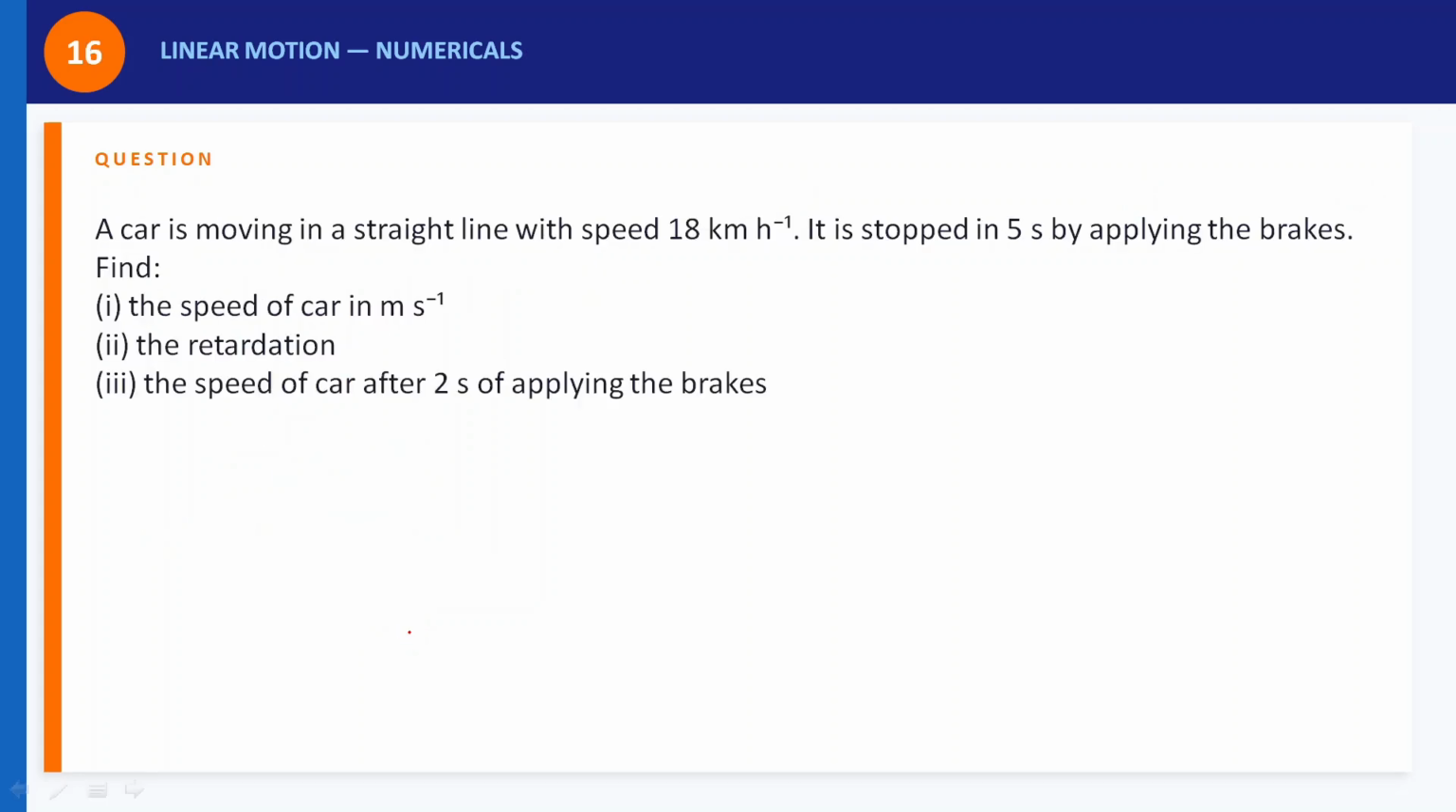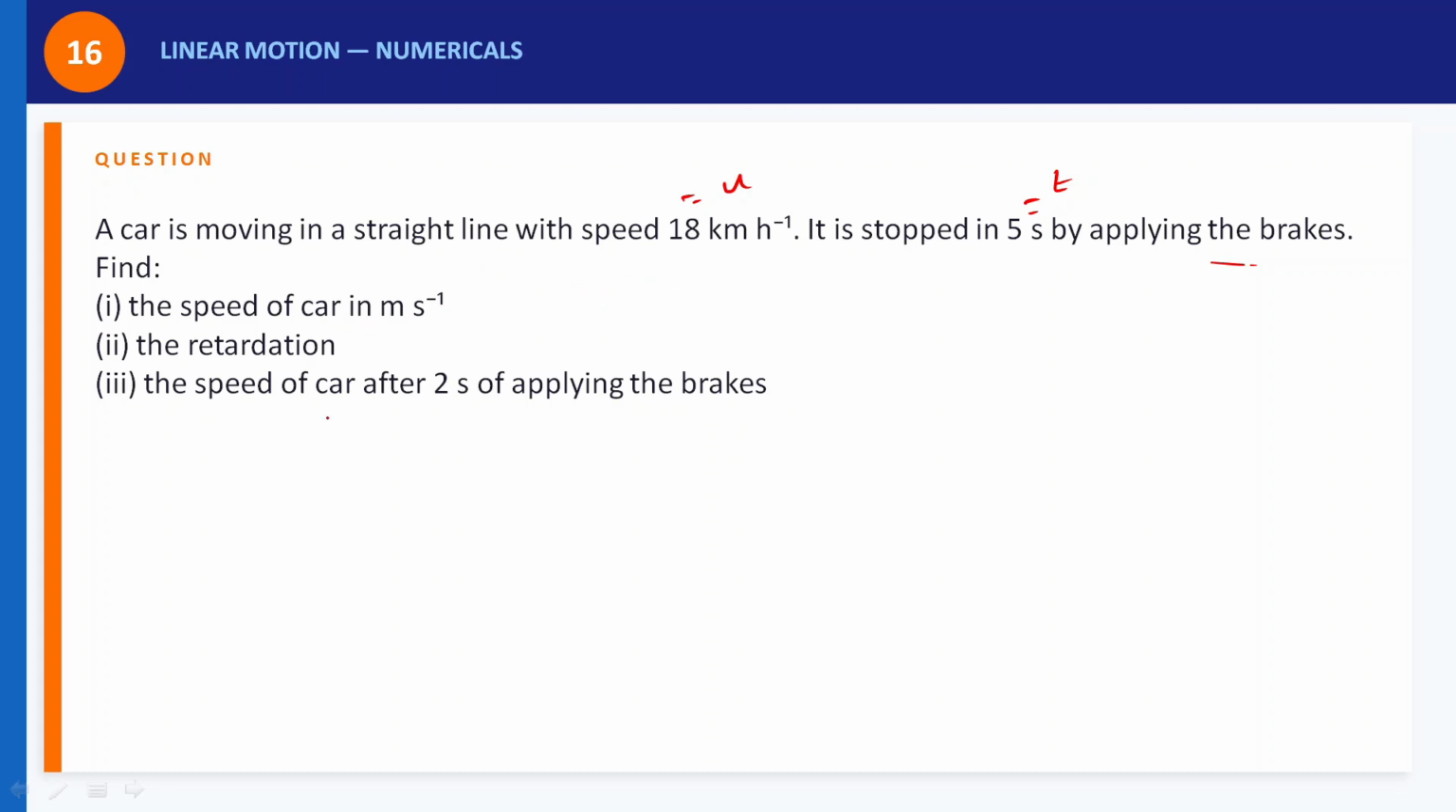A car is moving in a straight line with a speed of 18 km per hour. It is stopped in 5 seconds by applying the brakes. Find the speed of the car in meter per second, the retardation, and the speed of the car 2 seconds after applying the brakes. This is the initial velocity u, and this is the time period t. Let's find them one by one. First is the speed of the car in meter per second.